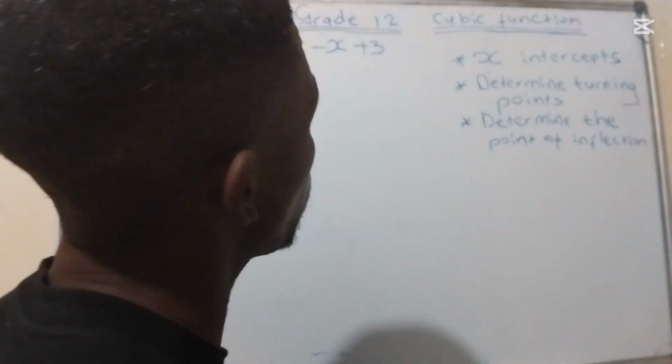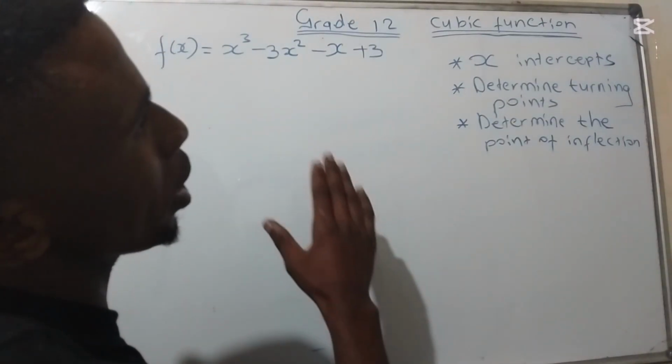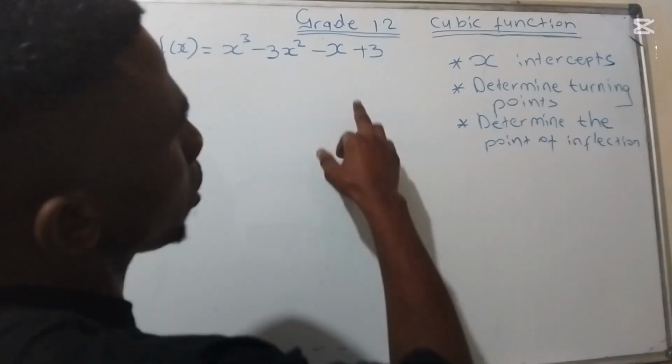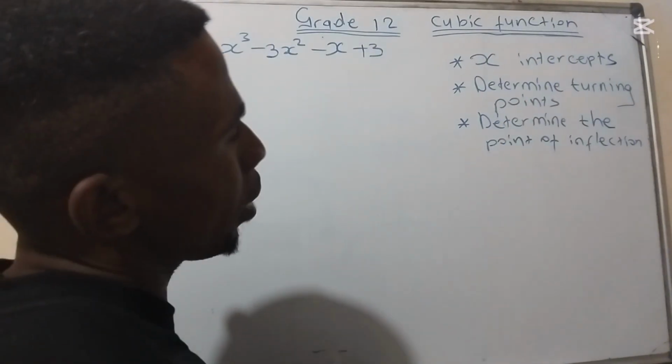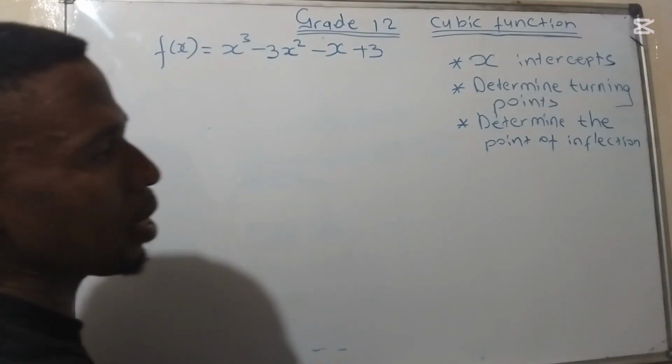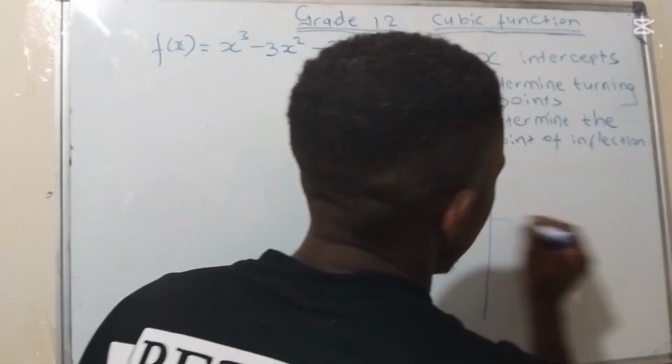Guys, today I'm going to show you how to factorize the cubic function. Or let me say, today I'm going to show you the shortest method on how to factorize the cubic function. Because in order for you to find the x-intercepts, sometimes the examiner will just say, determine the x-intercepts.